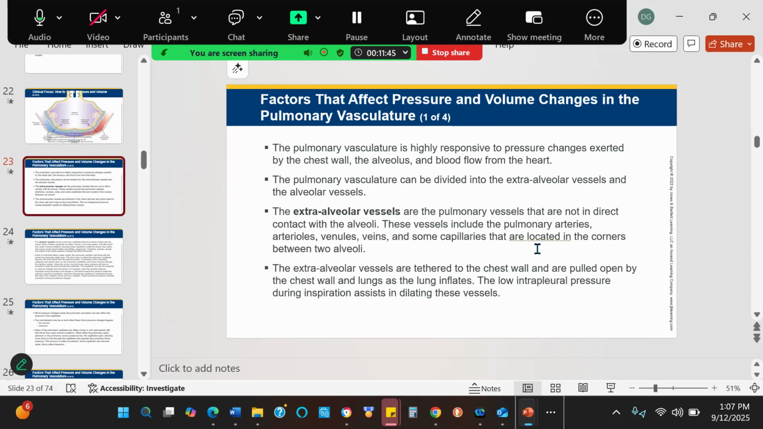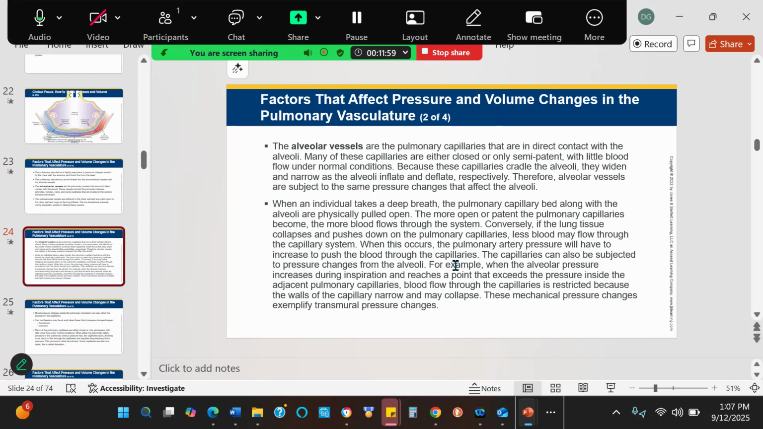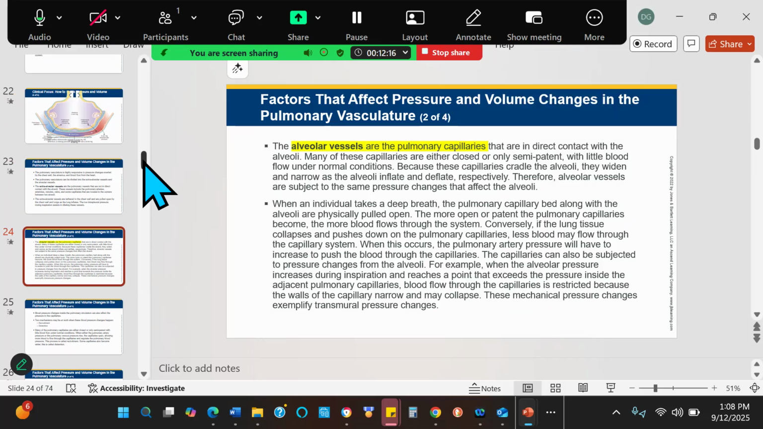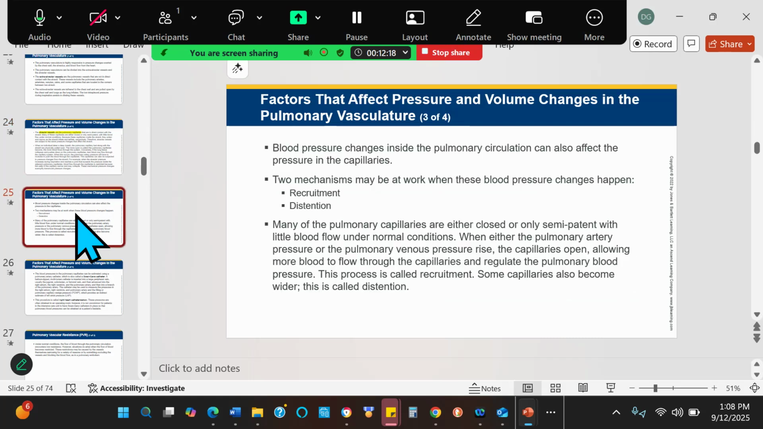Pulmonary vasculature is very responsive to pressure changes. One of the things we're going to do is introduce you to nitric oxide as a way of opening up the pulmonary blood vessels. The alveolar vessels are the pulmonary capillaries. I just showed you a picture of that. What they're doing is picking up oxygen and dropping off carbon dioxide. Kind of a miracle of nature that that membrane is so thin that gases can move across it. I think that's amazing, actually.